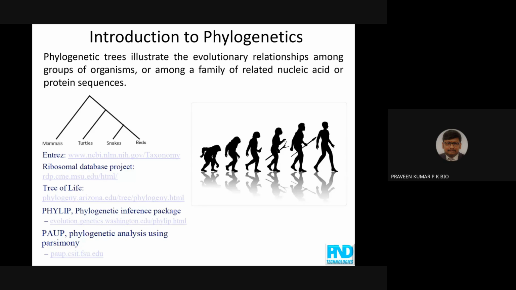So, phylogenetic trees illustrate the evolutionary relationships among a group of organisms or among a family of related nucleic acid or protein sequences. So, you can see this tree. This is what we call a phylogenetic tree, and the output we call a phylogram. Whatever we analyze in the phylogenetic tree, we call that a gram. A phylogenetic tree is what we call a phylogram.